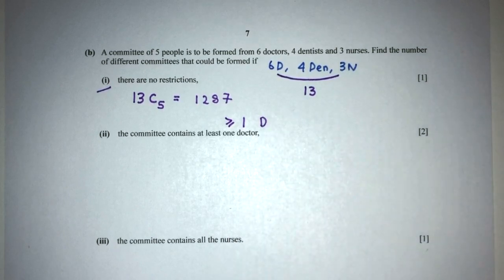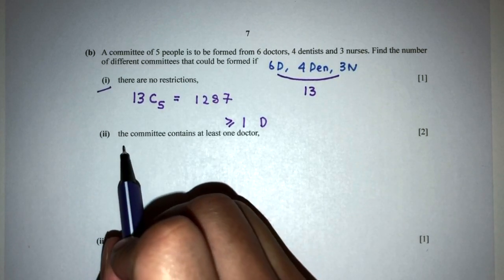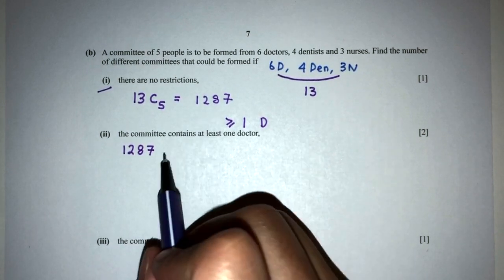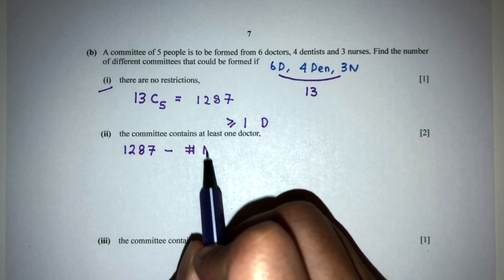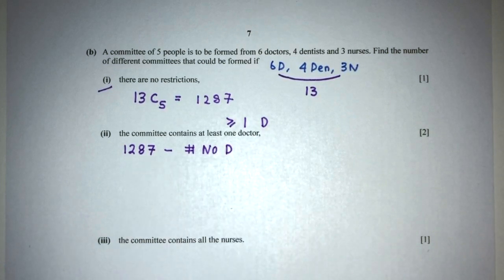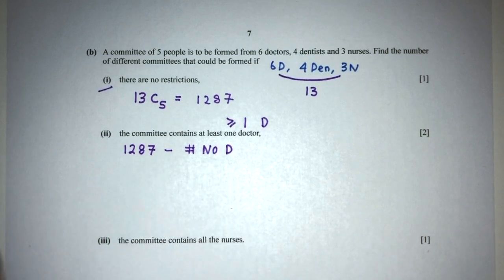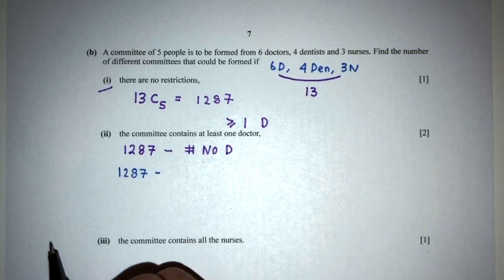There are two ways of doing this question. You can do them case by case, or you can reverse this question. So what we can do is take everything together, which is every type of combination, minus the number of selections where we have no doctor. If that makes sense, this is the reverse of this. Same concept. That will be 1287 minus.